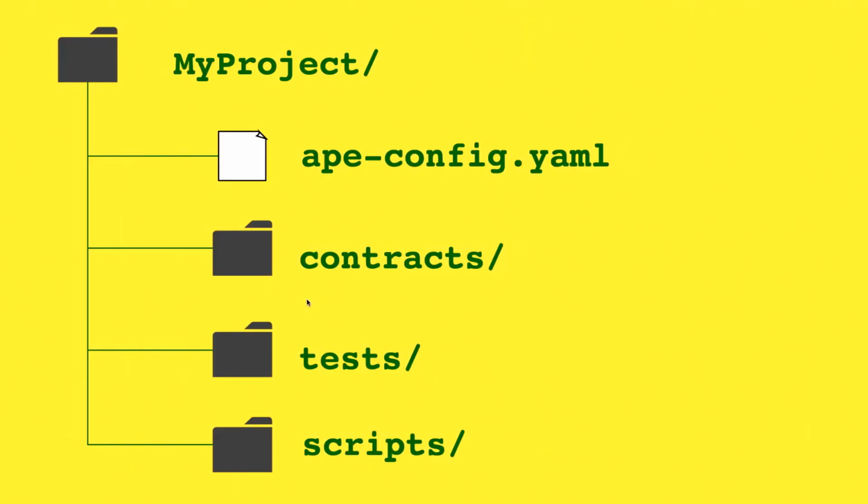Okay, so stepping back a minute, projects in Ape look kind of familiar. Like you have contracts, you have tests, you have scripts, you have a configuration file.